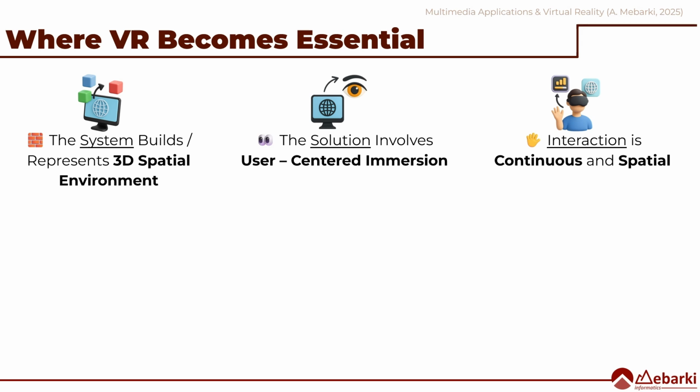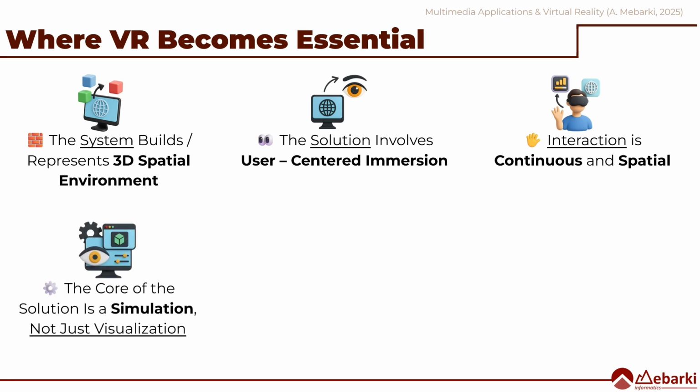The user doesn't simply click buttons. They act directly within the simulated world through gestures, movements, or devices that correspond to real actions. Every gesture affects the virtual environment in real time, producing visual, auditory, or haptic feedback. For example, imagine grabbing and moving a virtual object to feel its weight or test its balance. That's authentic VR interaction. Fourth, the core of the system is a simulation, not just a visualization.